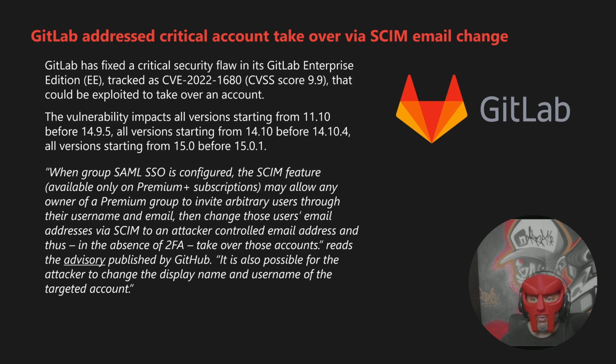The complete list is reported as account takeover via SCIM email change with critical severity, stored XSS or cross-site scripting in Jira integration, quick action commands susceptible to cross-site scripting, IP allow list bypass when using trigger tokens, IP allow list bypass when using project deploy tokens, improper authorization in the interactive web terminal, subgroup member can list members of parent group, and group member lock bypass. The company urges users to upgrade to the latest version as soon as possible.